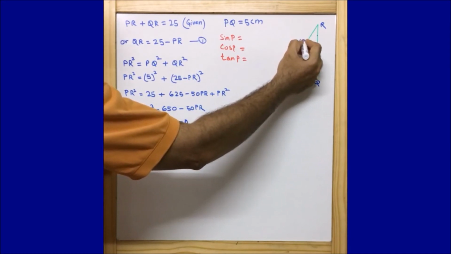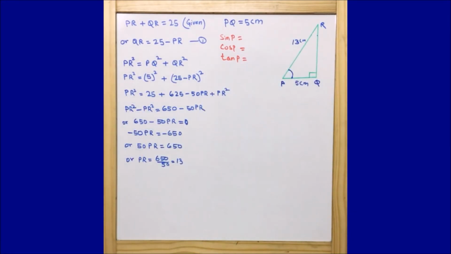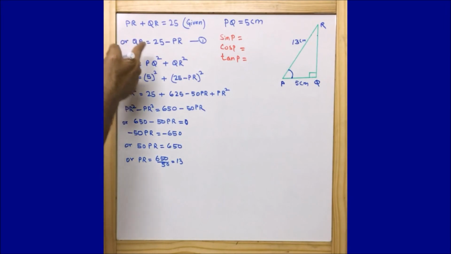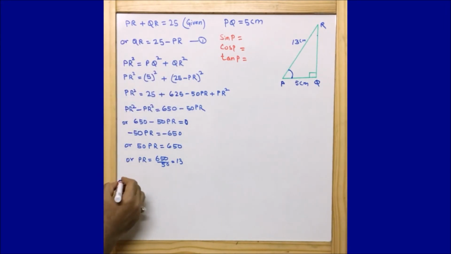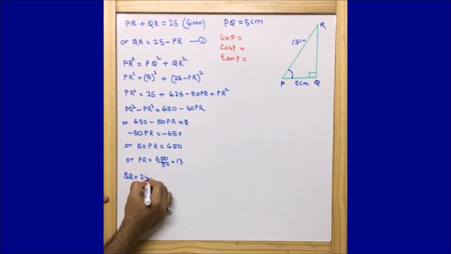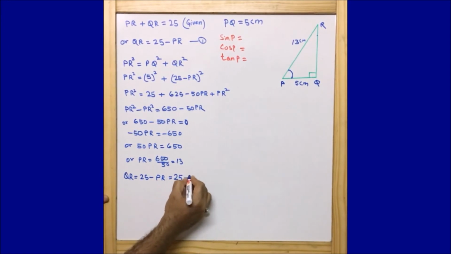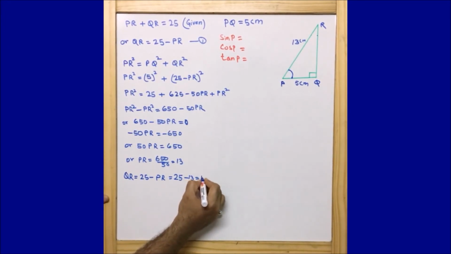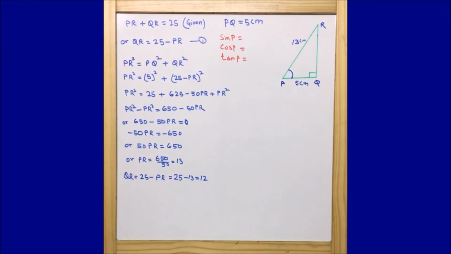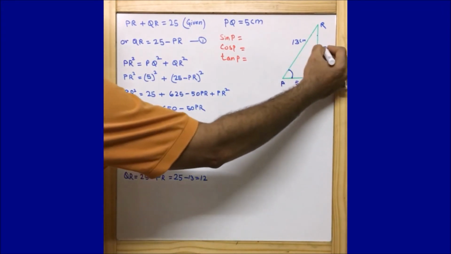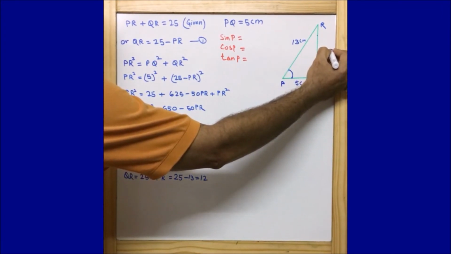Okay, 13 cm. Now we know QR, what is the value of QR? Let us put this 13 in equation 1 and we get QR is equal to 25 minus PR, that is equal to 25 minus 13, that is equal to 12. So we are able to find out the value for this one is 12 cm.